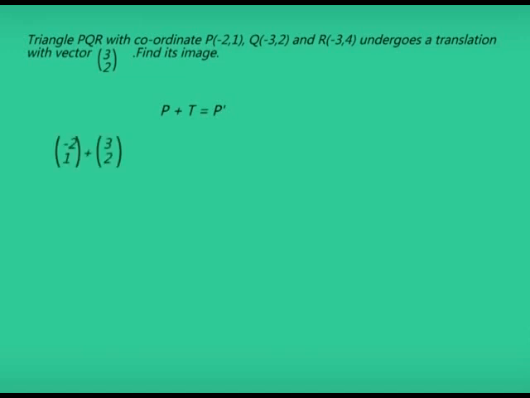(-2, 1) plus (3, 2) will give us: -2 plus 3 is equal to 1. 1 plus 2 is equal to 3. And so we have P prime (1, 3). Again, for Q, (-3, 2) plus (3, 2) is equal to: -3 plus 3 is 0. 2 plus 2 is equal to 4. And so Q prime is (0, 4).